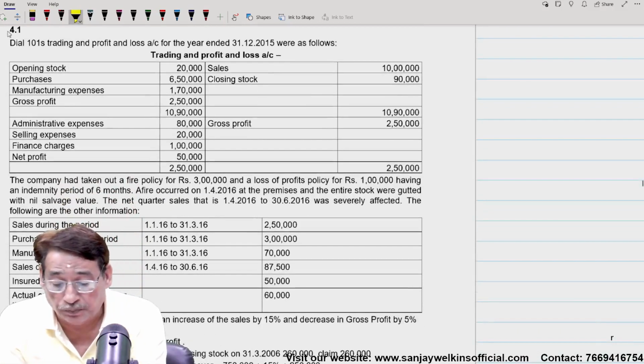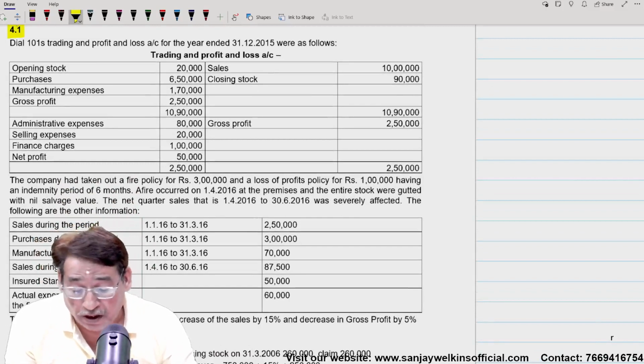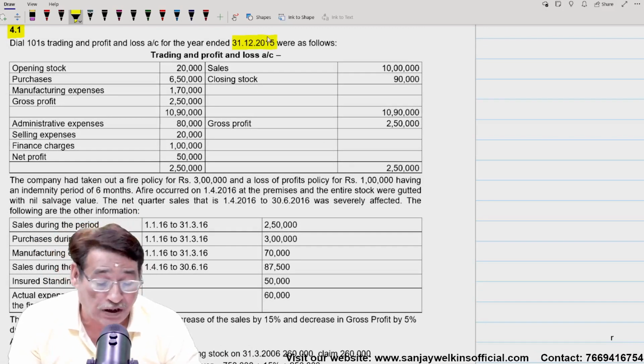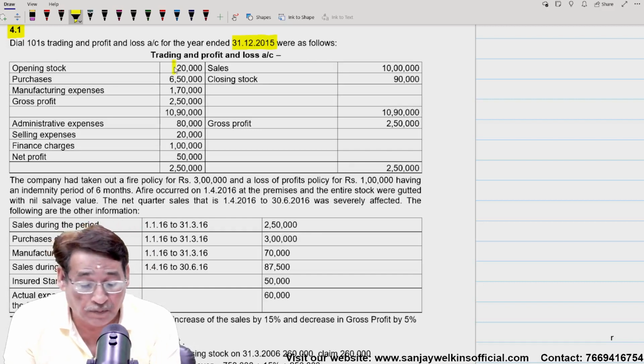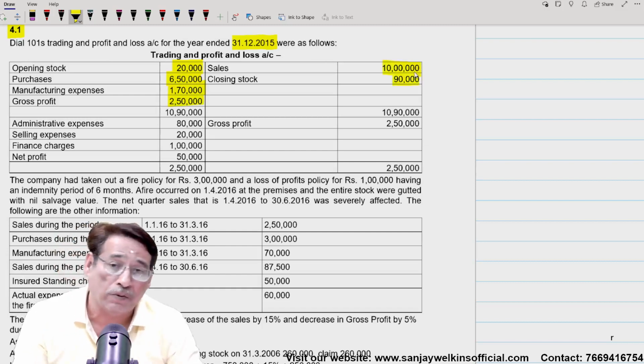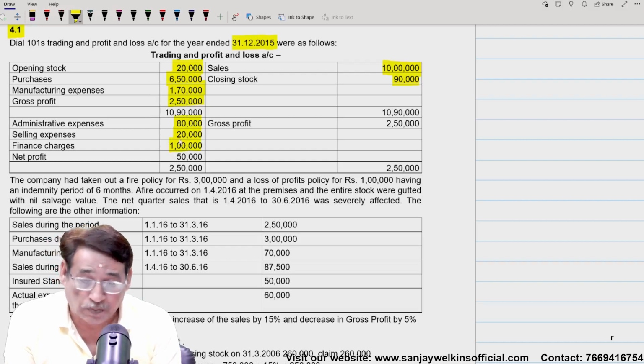Given to you, dial 101, trading profit and loss account for the year ended 31st of 12, 2015 is given. Calendar year is your accounting year. You are given opening stock, purchases. You are also given manufacturing expenses, gross profit, correct? Sales and closing stock is also available with you. And then there are administrative expenses, selling expenses, financial expense.